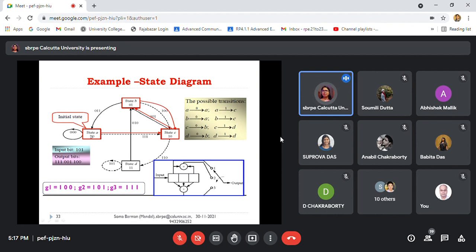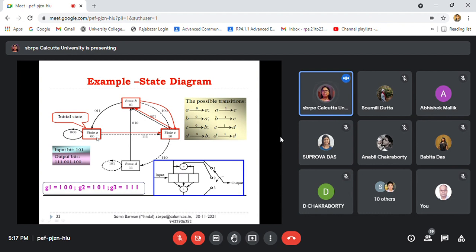Now for the state A, 0 0 is remaining in the 0 0 state, so the input of the machine is 0 0 0. So the output will be 0. This is also 0, this is also 0. Clear? Because this is the connection. So in this case, the output branch is 0 0 0.